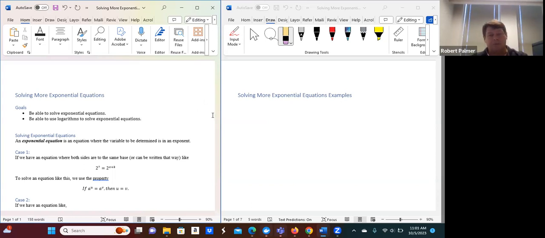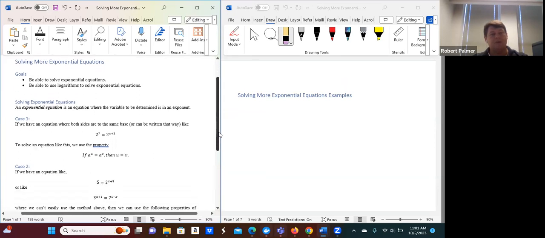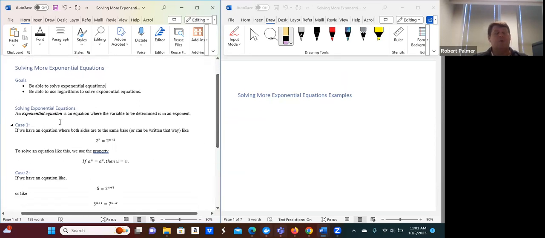Okay, so in my previous video, I did a few basic examples of solving exponential equations. A reminder, an exponential equation is called that because your unknown variable, what you're trying to find, is in the exponent, like this example we see right here. Okay, the x is in the exponent, so you need to find some way to undo the exponent or get the variable out of the exponent.